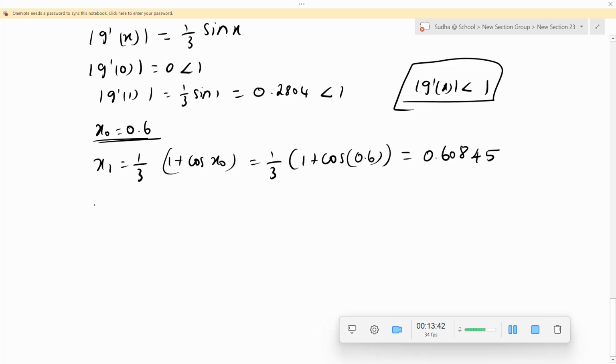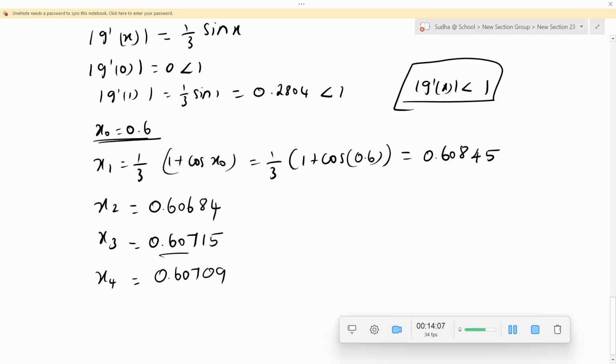Similarly, we should find out x2, x3 values. So x2 answer is 0.60684, x3 value 0.60715. Next x4 value 0.60709. So now correct to 3 decimals are repeated. So you can continue the process.